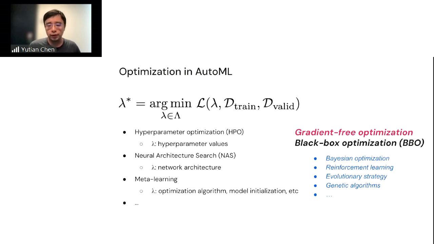In order to solve this problem, many optimization algorithms have been designed in the literature, such as Bayesian optimization, particularly for hyperparameter choice optimization, and reinforcement learning and evolutionary strategies are used a lot in NAS. And genetic algorithms are also very commonly used for optimizing these gradient-free optimization problems.